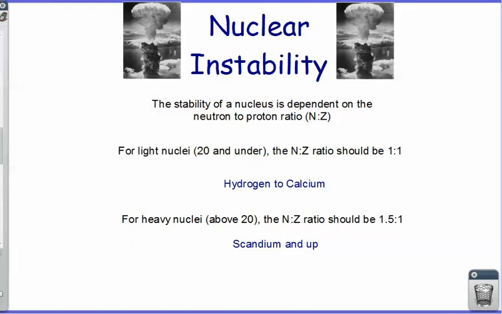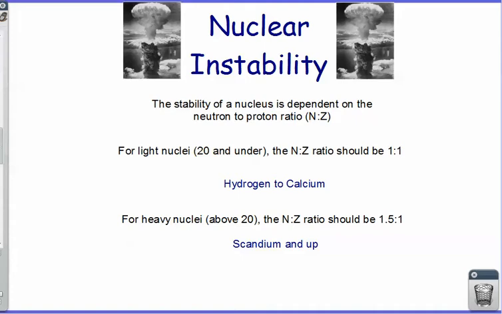Today we're going to talk about nuclear instability. You probably think of an atomic bomb when you talk about nuclear instability, but there's a lot of other sources of instability. The way that we determine if something is considered stable is by taking a look at the nucleus. We look at the neutron to proton ratio.